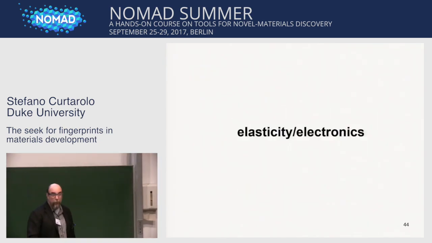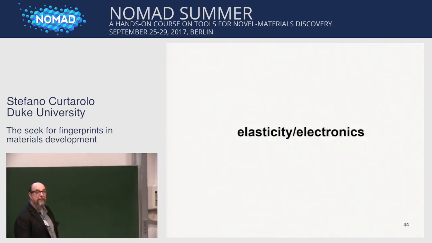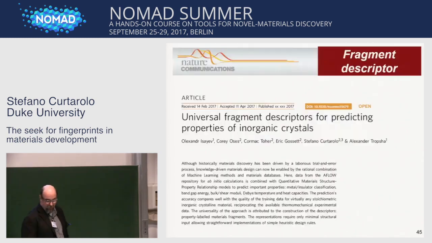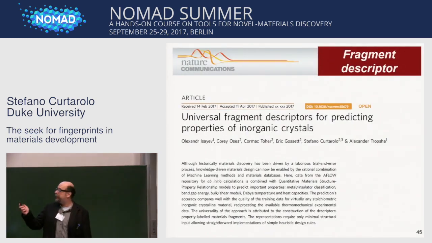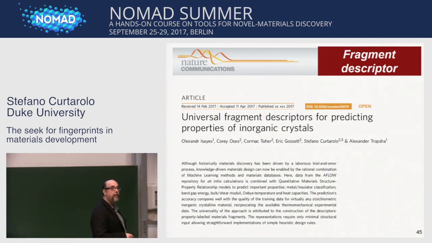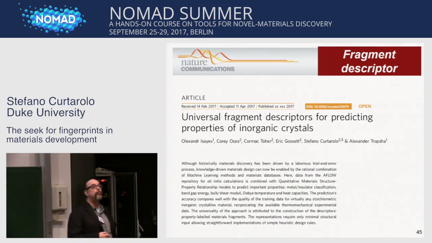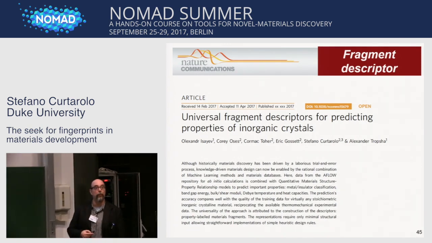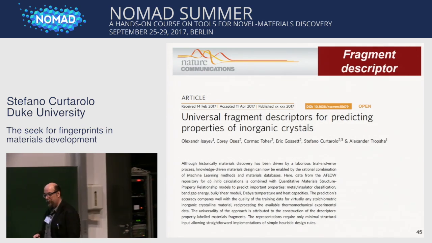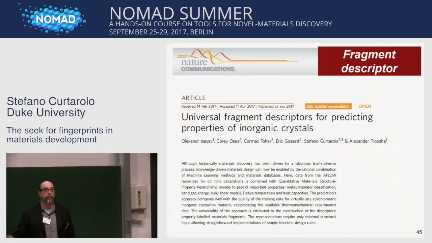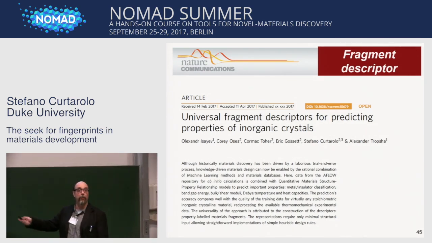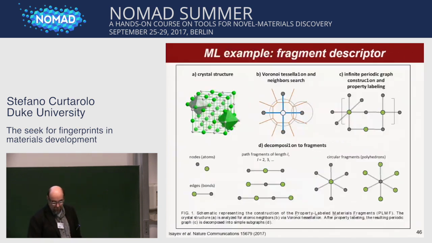The second part of my talk is about elasticity and electronics. Again, this is work that was published in Nature Communications a few months ago. This is again training, finding the fingerprints and training a model to predict properties that we do not want to calculate. Why don't we want to calculate them? Because they are too expensive, like before, or because we want to calculate them by the millions.